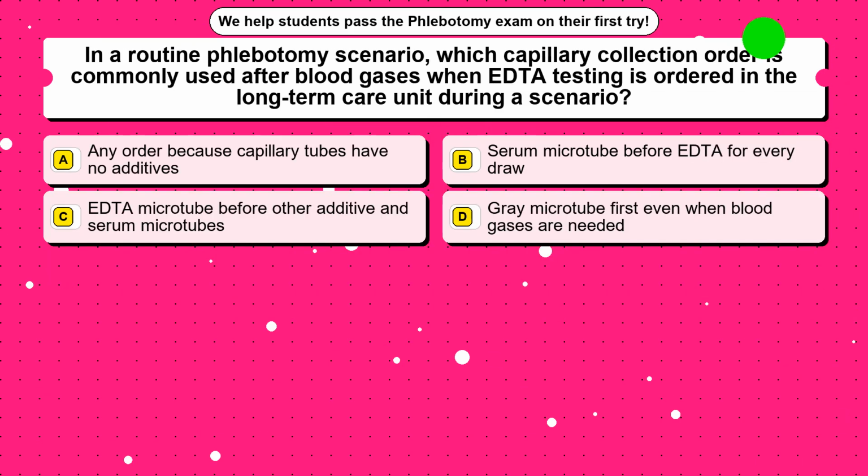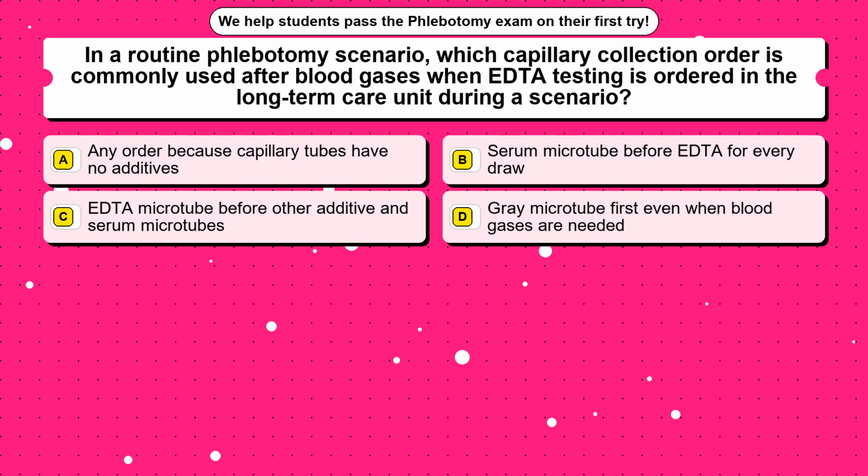Question 50. In a routine phlebotomy scenario, which capillary collection order is commonly used after blood gases when EDTA testing is ordered in the long-term care unit during a scenario? Option A, any order because capillary tubes have no additives. Option B, serum microtube before EDTA for every draw. Option C, EDTA microtube before other additive and serum microtubes. Option D, gray microtube first even when blood gases are needed.